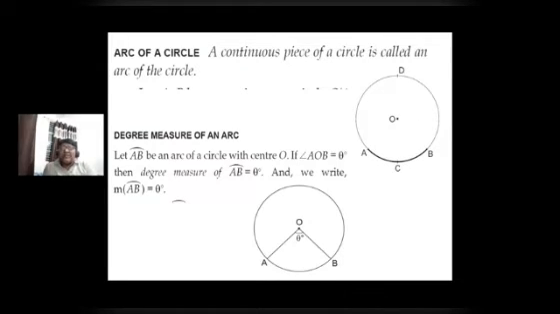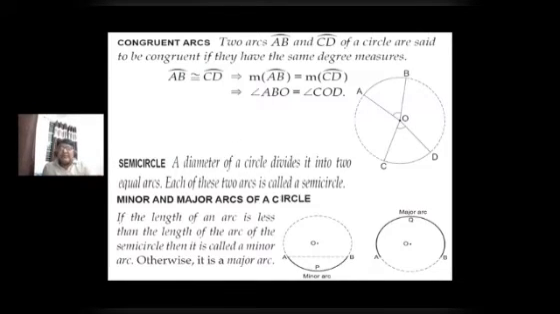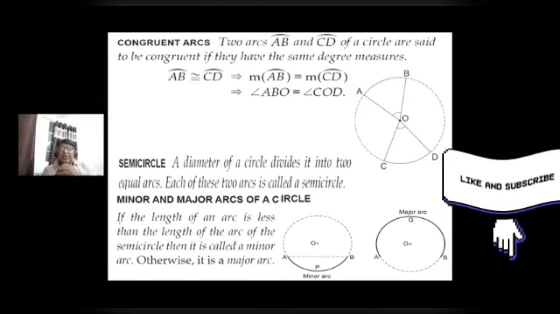Now congruent arcs. Two arcs AB and CD are said to be congruent if they have the same degree measure. In the given figure, if angle AOB is equal to angle COD, we say that arc AB is congruent to arc CD, or we can also say that measure of arc AB is equal to measure of arc CD.